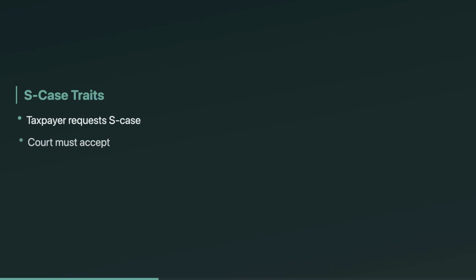To use small case procedure, the taxpayer has to request it, and the tax court has to accept it. Practically, if you qualify, the court usually goes along. Another exam favorite, S-case decisions are not precedent. They're generally not published and don't control other taxpayers' cases. So you're resolving your dispute, not making new law.